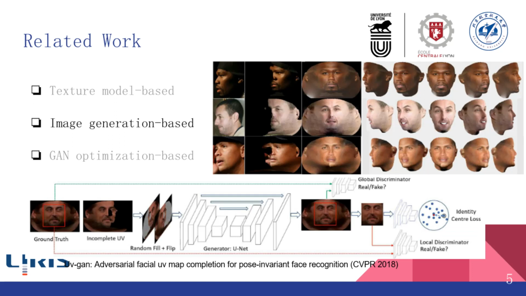UV GAN first fits a 3D morphable model and then unwarps the face texture in the 2D space to get the so-called UV map. The GAN part fills the missing texture caused by self-occlusion. However, they train on a UV dataset which is not publicly available. Also, their shape-fitting algorithms are not very precise.